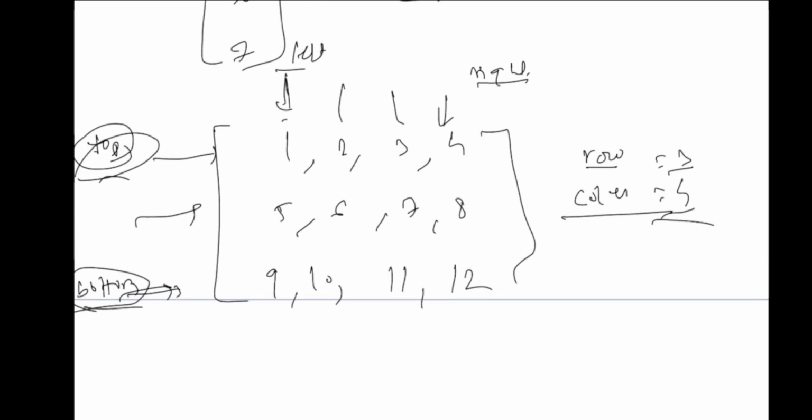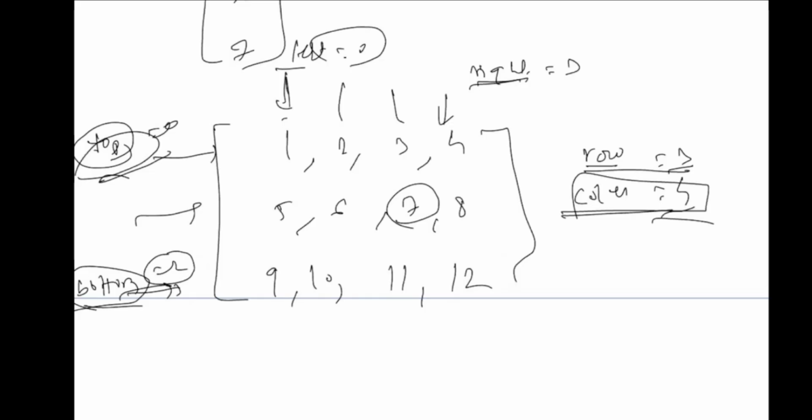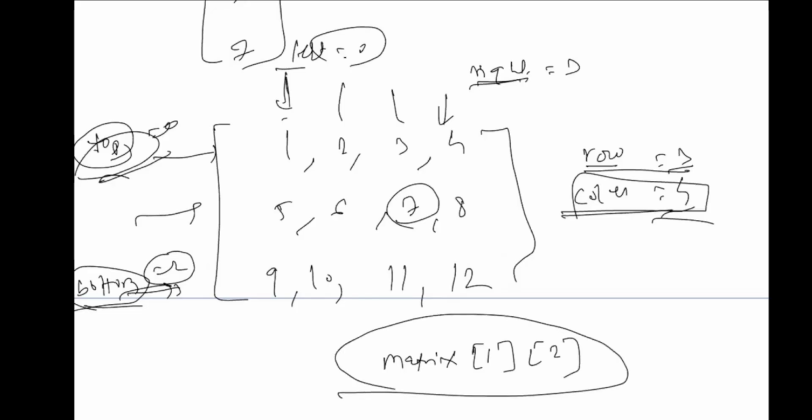So my left should initially be 0, and top should also be 0. What could the right be? Right would be the columns minus 1, because in an array we consider the 0 index, so we remove the last index. So my right would be 3, and my rows are 3, so my bottom would be 2. If I wanted to find this element, what is the matrix index for this? This is the first row, so matrix of 1, and this is 2. By using this, we can get the 7th element.